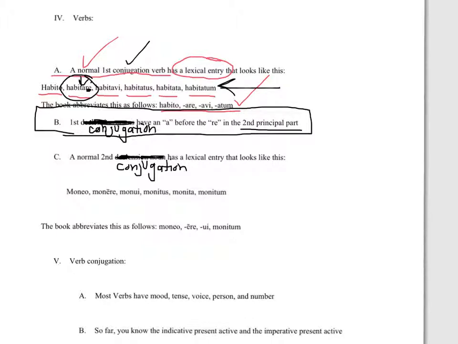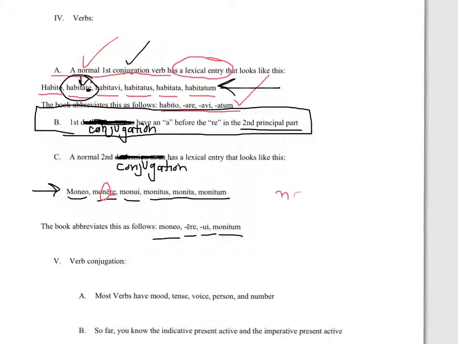A normal second conjugation verb has a lexical entry that looks like this: moneo, monere, monui, monitus, monita, monitum. The book abbreviates this as moneo, monere, monui, monitum. You'll even see different books abbreviate this differently. That's another frustrating point of this abbreviation system. Nonetheless, you can see that there's a difference. Before the RE in second conjugation verbs, there is a long E before the RE.